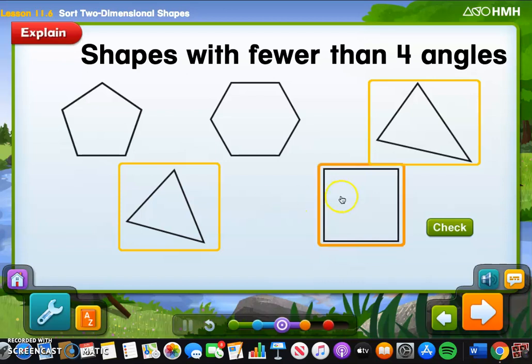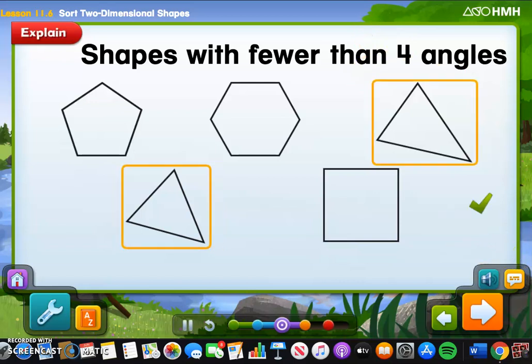Now let's take a look at this last shape here, the square. Remember, squares have 4 equal sides. So if they have 4 sides, they're going to also have 4 angles. Exactly. So it would not fit in the shapes with fewer than 4 angles. Okay, so the 2 triangles are going to fit in this category right here. Good job! The triangles have fewer than 4 angles.